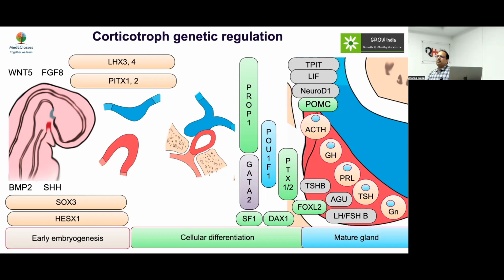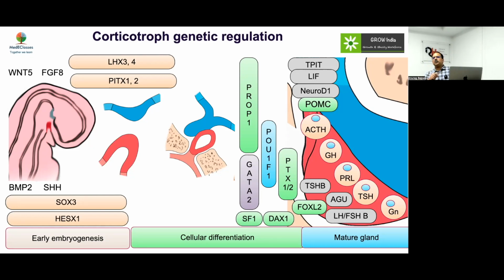So, it's up till PROP1. PROP1 will cause MPHD. After that, you will have isolated ACTH deficiency. Isolated deficiencies are very, very uncommon in adrenal in terms of genetic causes. And predominantly, we have got the POMC defect.